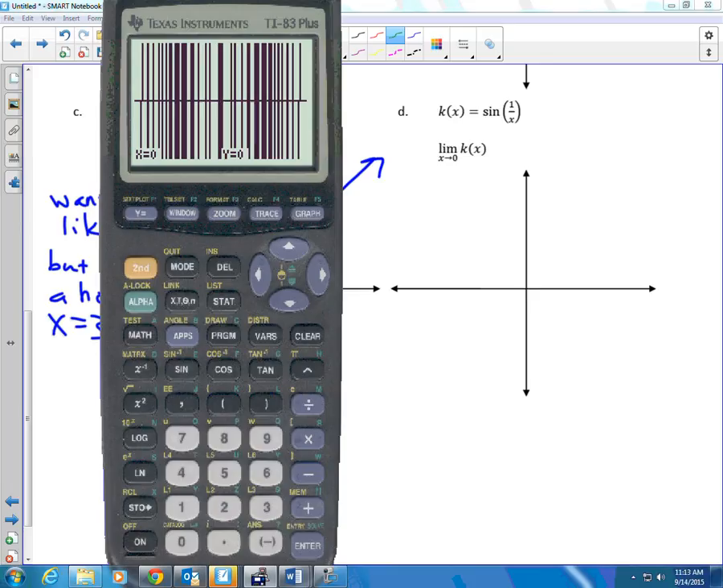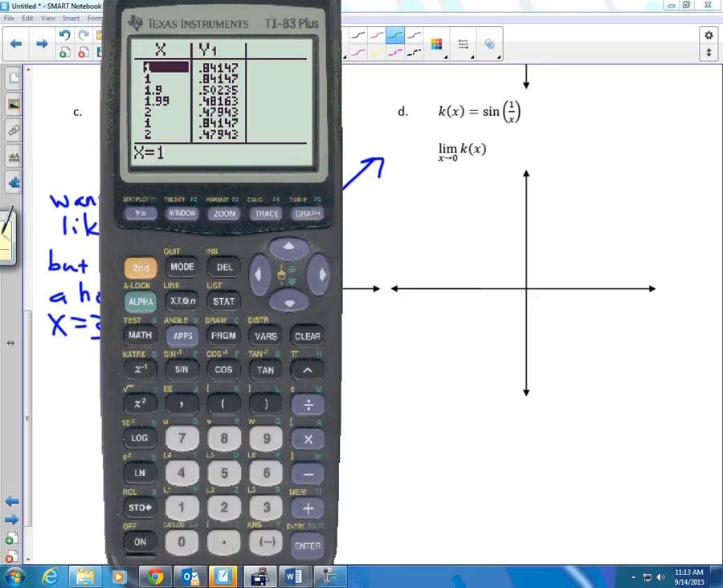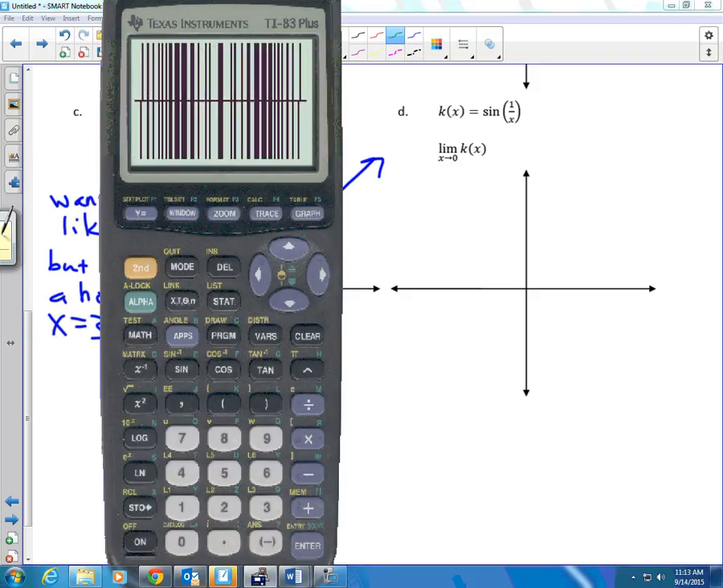Would you agree that all the outputs stay between -1 and +1? But that between there we have no idea what's going on? If you don't believe me, go to your table values and try plugging in stuff like 0.1, 0.01, 0.001, 0.0001. And you try to tell me that those are all going towards a specific value, that they're going to hone in on some number. No way. And so when you have a graph that has this type of behavior, we can't tell where it's going. It does something like this.